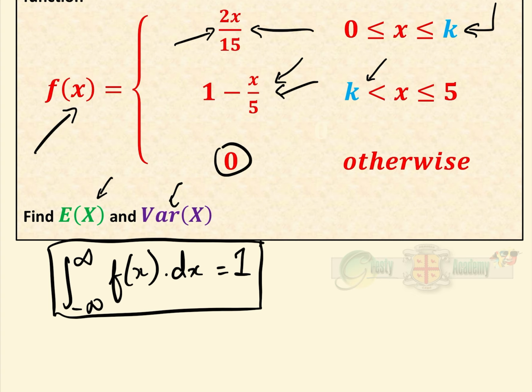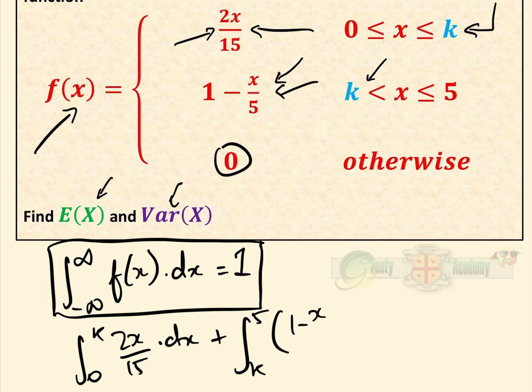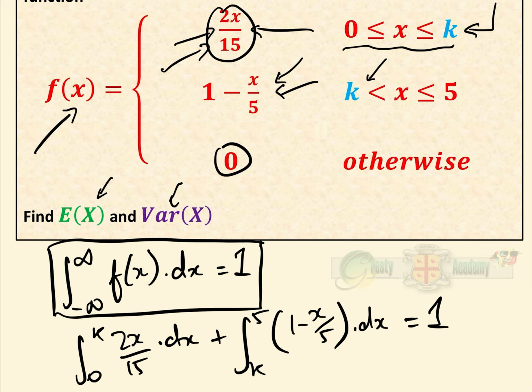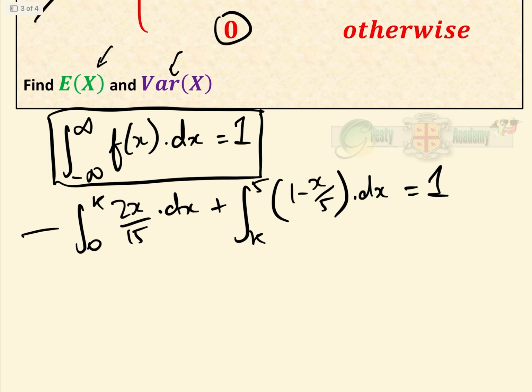So that means that to do the integral, we will do the integral between 0 and k of 2x over 15 dx, add the integral between k and 5 of 1 minus x over 5 dx equals 1. So that's basically this bit here integrating between 0 and k, and this bit here integrating between k and 5. We've got one unknown here, which is k, which is what we've got to find.